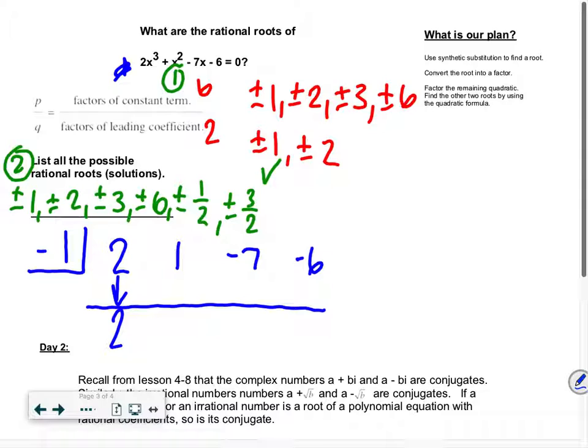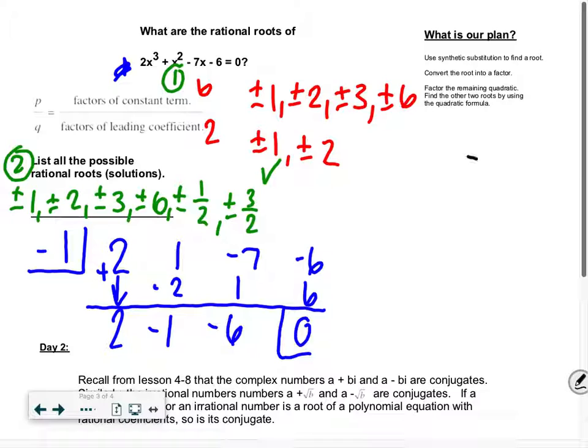Bring your first one down. Now it's -2. Okay, -2, then what? Do you subtract or add? Add. 1. -1 times what? -1, so 1. -7 plus 1 is -6. -1 times -6, 0. Big fat 0.